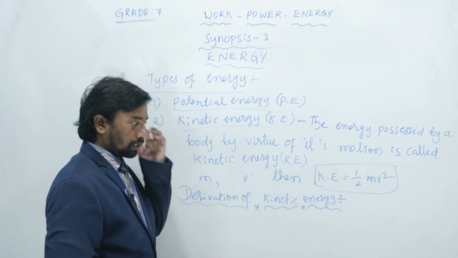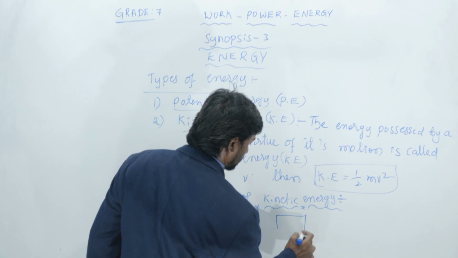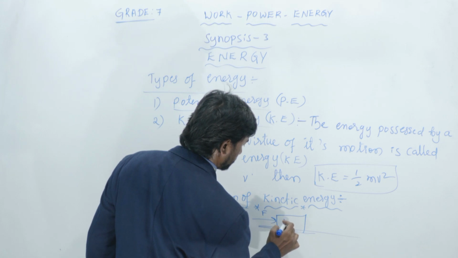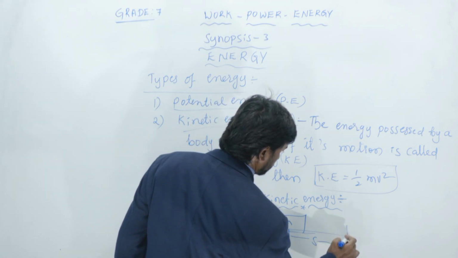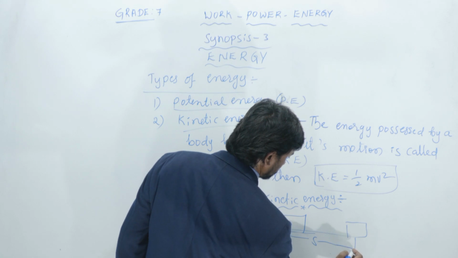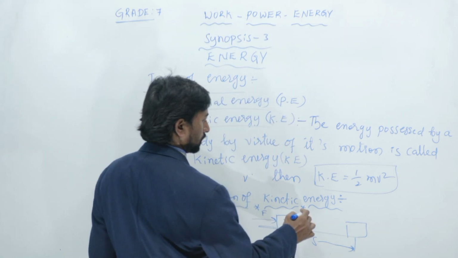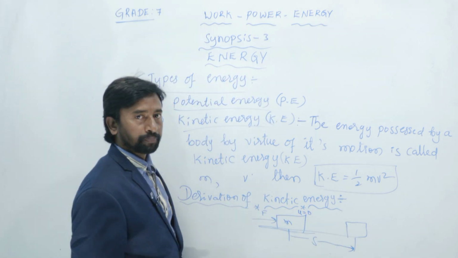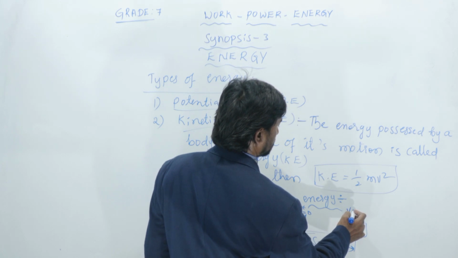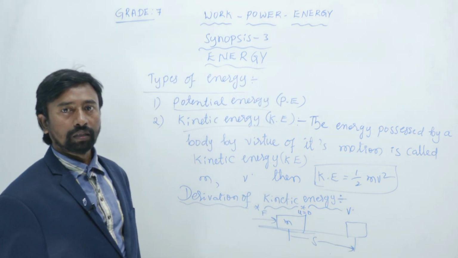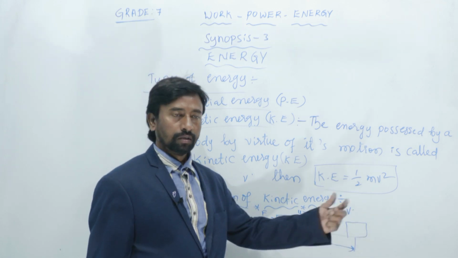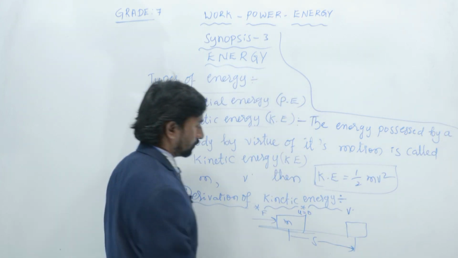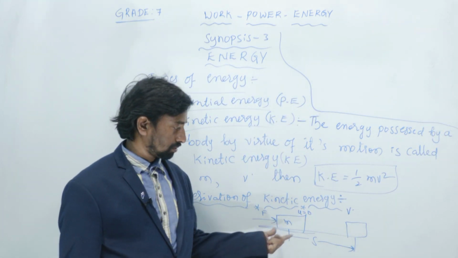Here, let us consider an object of mass m on the ground, and a certain force is applied. That force changes the displacement of this body. Initially the body is at rest, so u is 0. After displacement s, the body gets the final velocity v. Then the work done on the body.